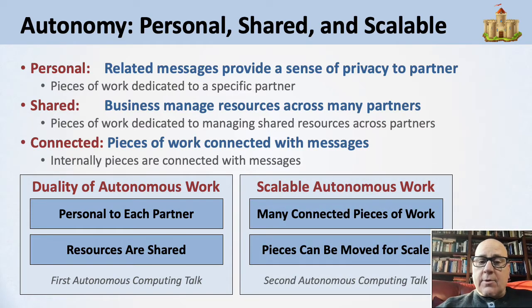It's also scalable because, with scalable autonomous work, you have many connected pieces of work, and the pieces can be moved around for scale. And that's the second autonomous computing talk. Now, these are combined in one version of the presentation that takes a little longer because the repeated material is not there. But again, there's two basic discussions here, the duality of autonomous work and how that can in fact be scalable.